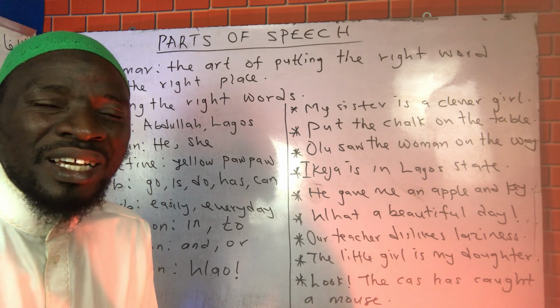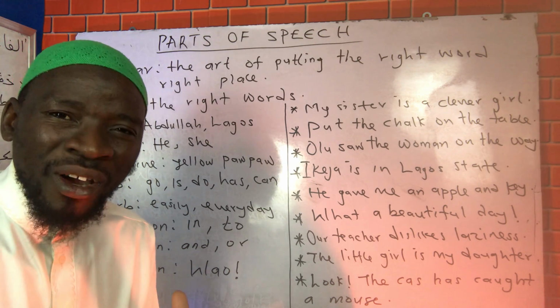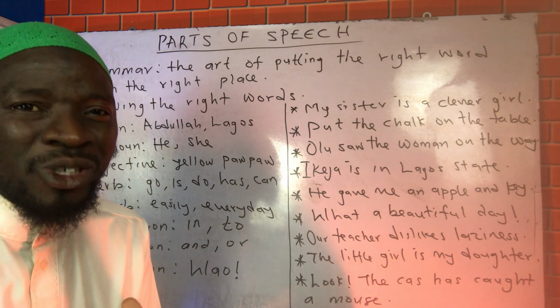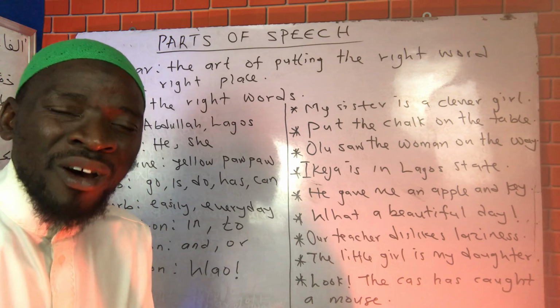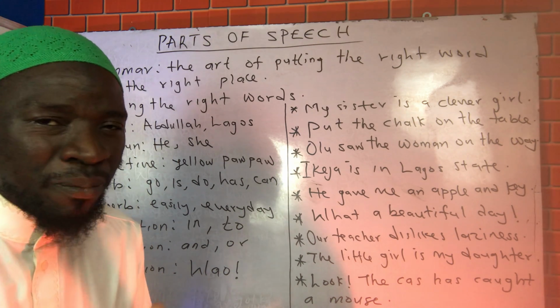Another word like in. The boy is in the classroom. We have the boy and we have classroom. So the word that shows the relationship between the boy and the classroom is in. The boy is in the classroom. So these are examples of prepositions.